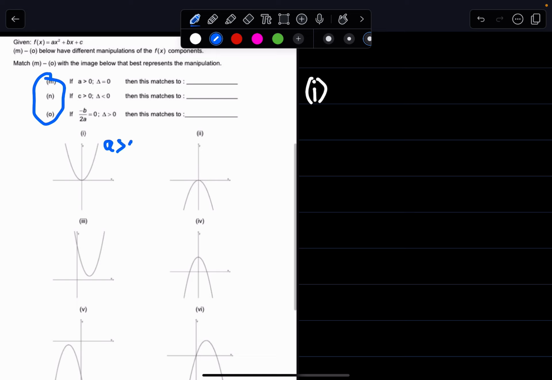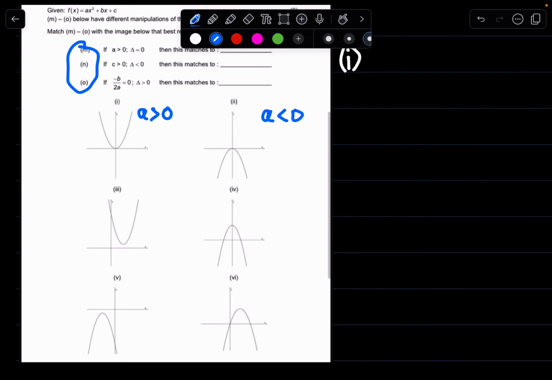A is positive because we're facing up. On the second graph, A is negative because we're facing down. On the third graph, A is positive because we are facing up. On the fourth graph, A is negative because we're facing down. On the fifth one, A is negative because we're facing down. A is negative because we're facing down, right?